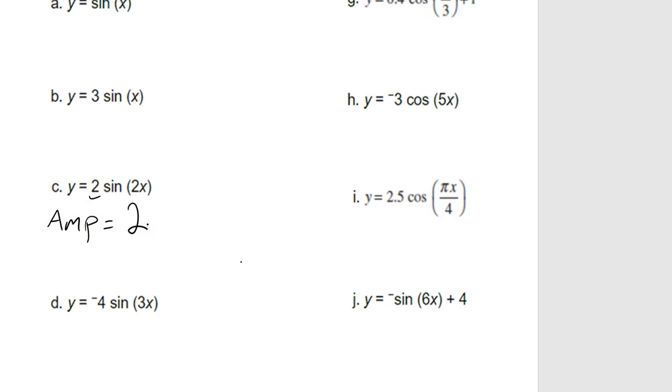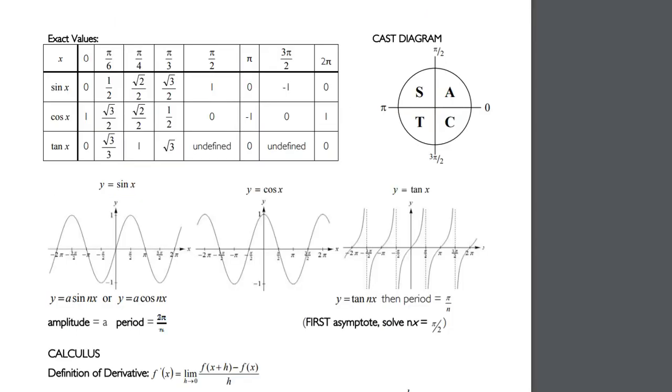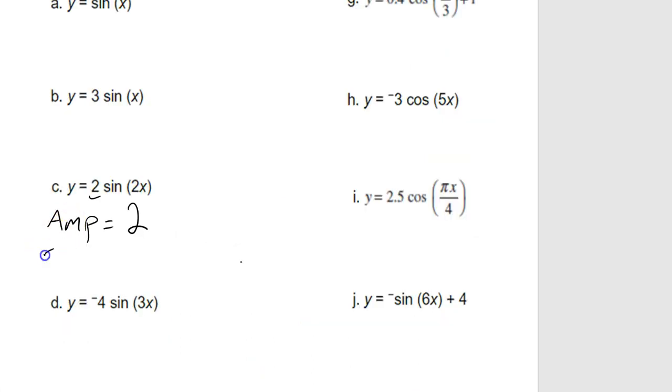I also need to know what the period is. So the period is 2 times pi over n, and n is the number in front of the x. So 2 pi over 2, which is pi. So my period is pi.